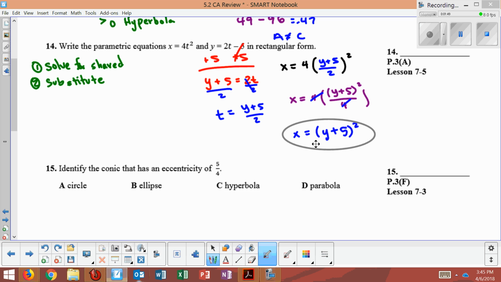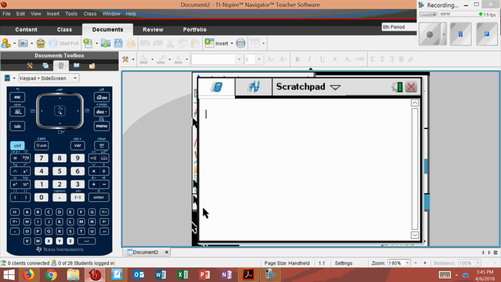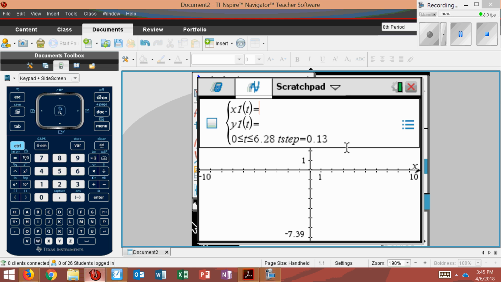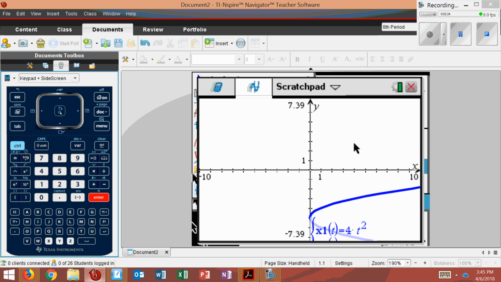Now how can we check to make sure we did this correctly? We can go to parametrics in the graph. I'm going to clear this, go back to graph, menu, graph entry, parametric, and I'll type in the original equations. It was 4t squared, and the other one was 2t minus 5. Since it didn't give me a time value, I'm going to put in negative 10 to positive 10. And we'll see what this picture looks like. It looks like I have a horizontal parabola.